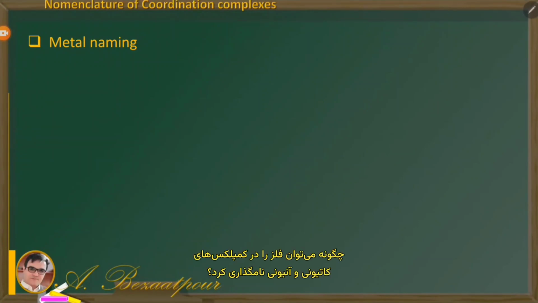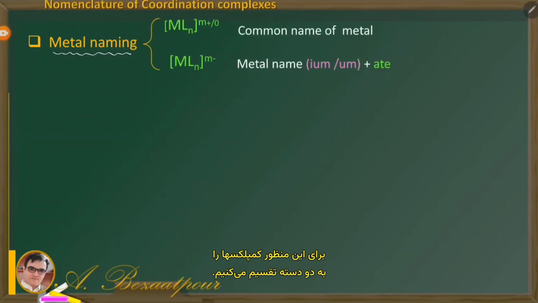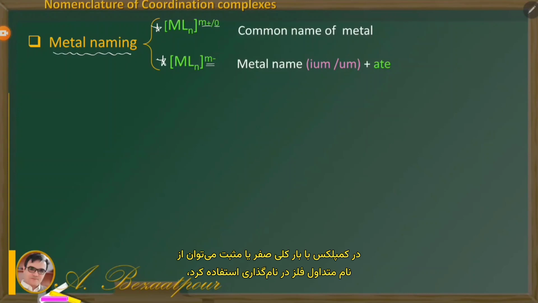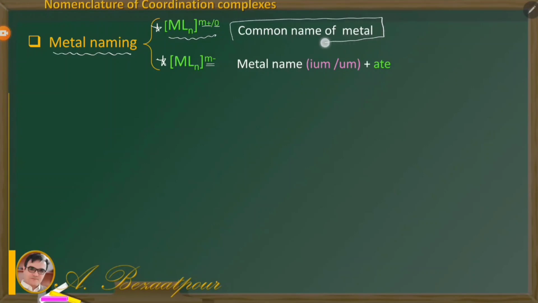How can we name the metal in cation and anion complexes? For this purpose, we divide the complexes into 2 categories: the complex with overall 0 or positive charge and the complex with overall negative charge. For the complex with overall 0 or positive charge, we can use the common name of the metal in naming.